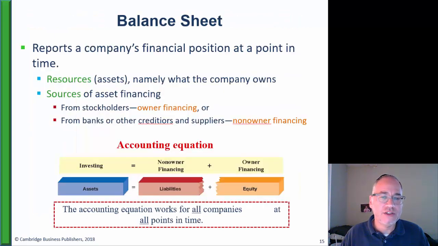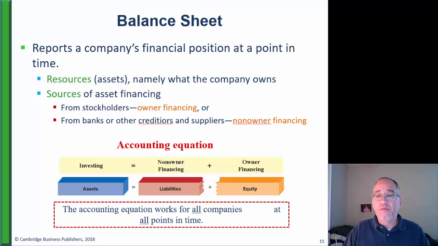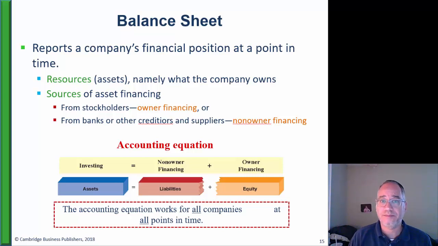Now let's talk about each of these financial statements for a moment. The balance sheet reports your financial position, as I said, at a specific point in time. And what it does is it tells you about the assets, liabilities, and stockholders' equity of the company. This is called the accounting equation. Assets equals liabilities plus equity. And the accounting equation must always work.